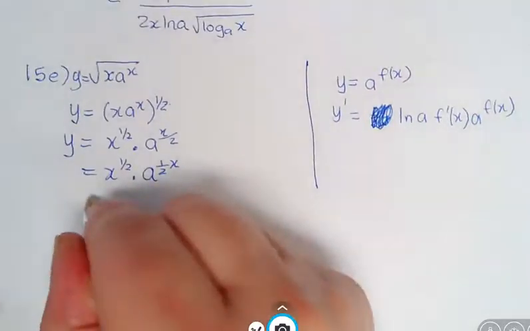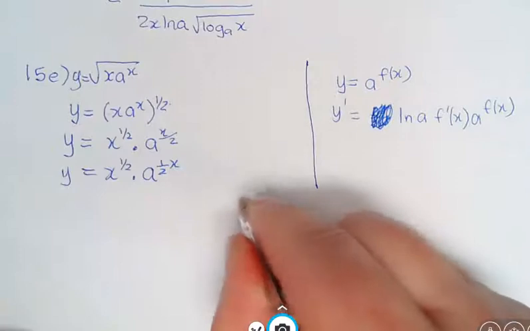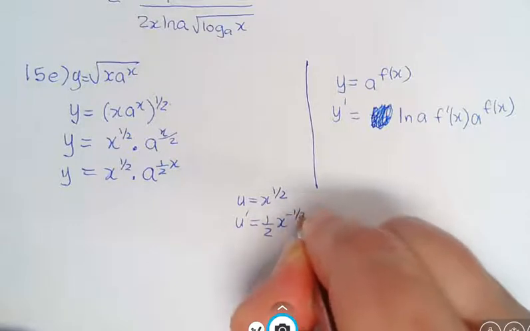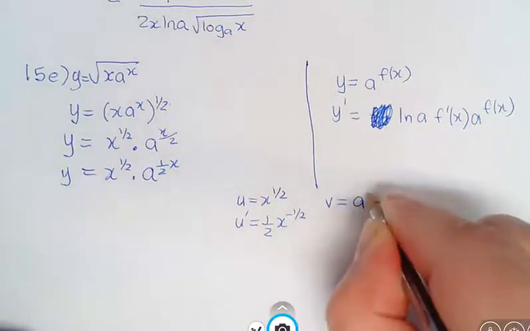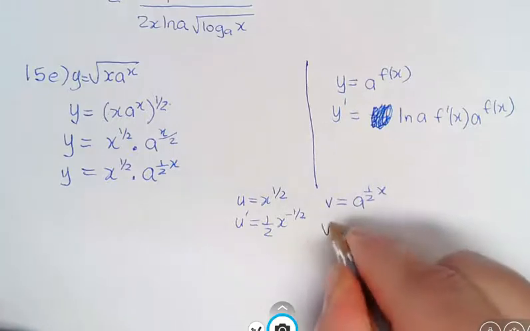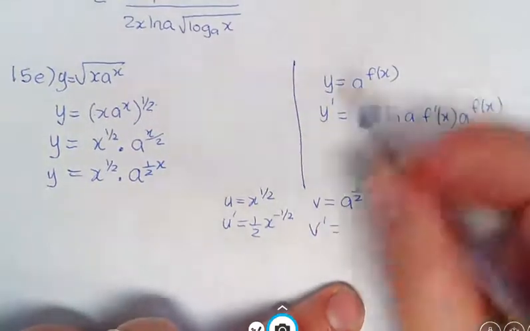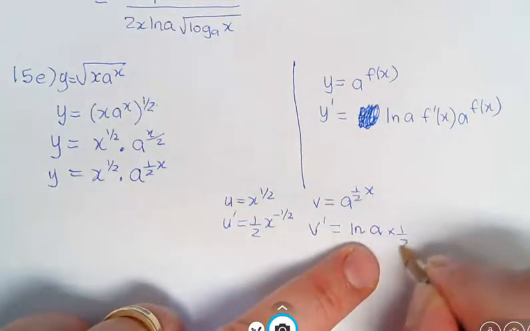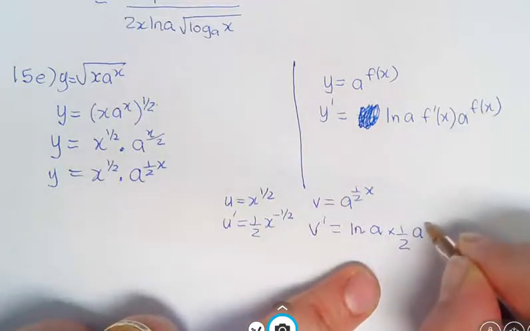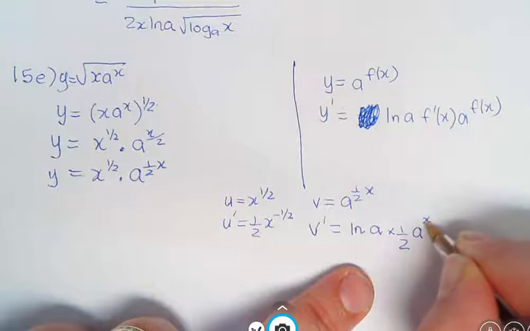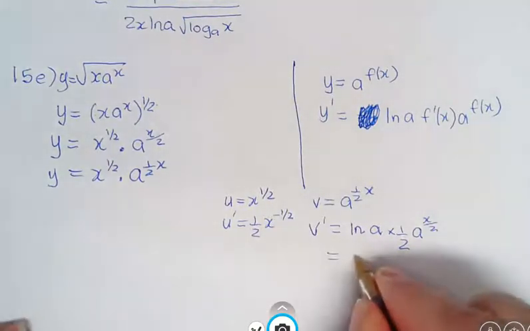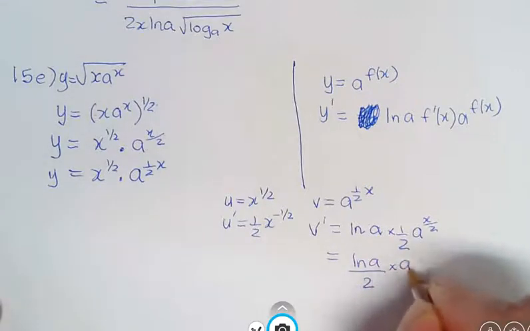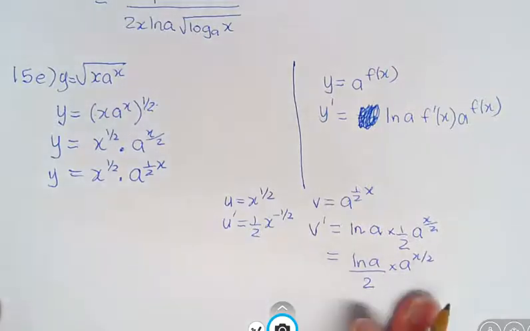Alright, so here we would use the product rule. So u would be x to the power of a half, u dash is a half x to the power of a negative half. V would be a to the half x, or x on 2, and v dash, so we're going to have to use this, is ln a, the derivative of a half x is a half, and then we've got a to the function of x, which is x on 2, or a half x. I'll write it as x on 2. So that is ln a on 2 times a to the x on 2. Okay, that's what that derivative is.